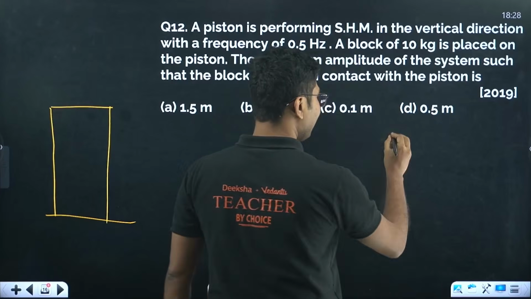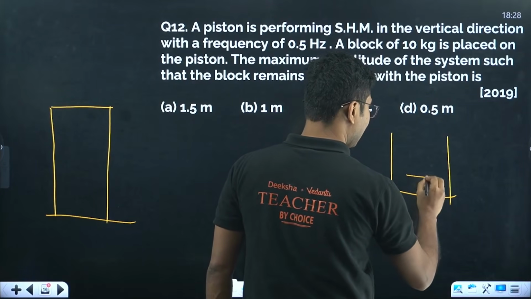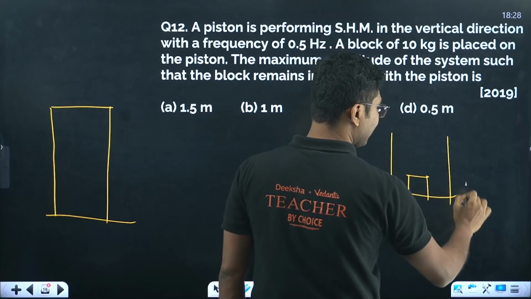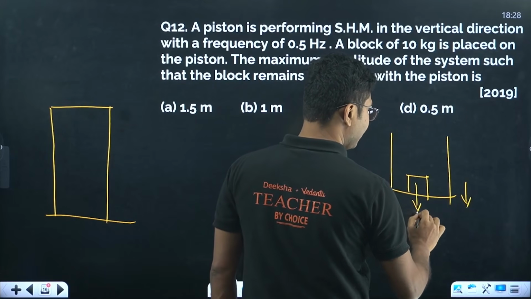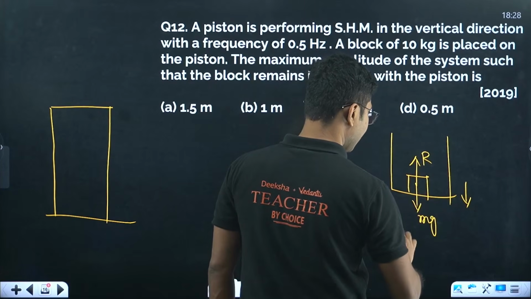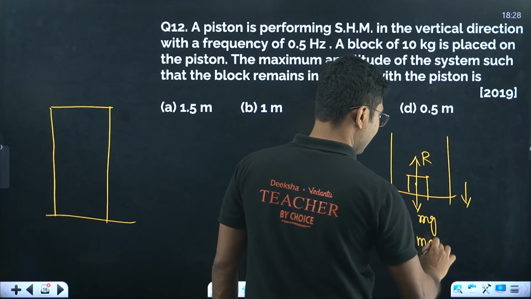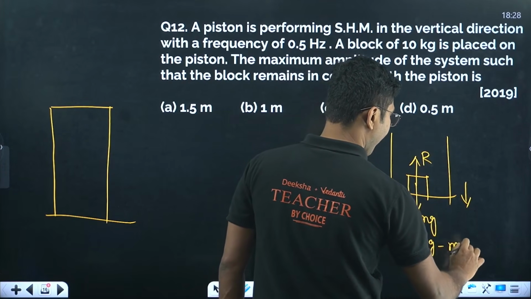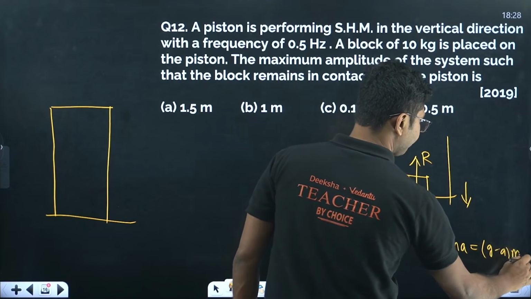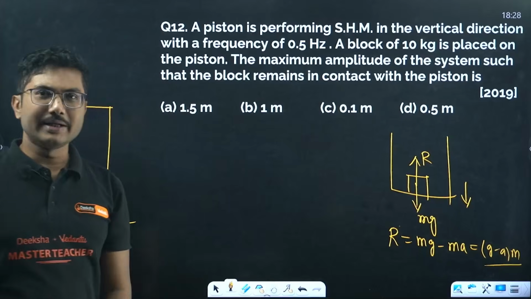If you remember, in a lift motion, when an object is standing over here, suppose the lift is accelerating downward. mg is downward, and there is a reactionary force. If you remember, reactionary force was mg minus ma. So it is g minus a into m when the lift is accelerating downward.